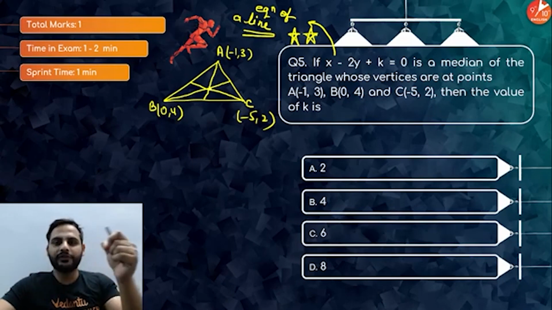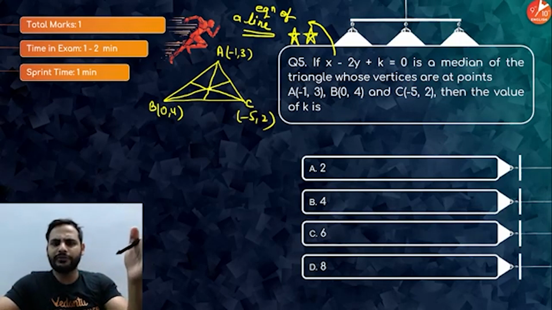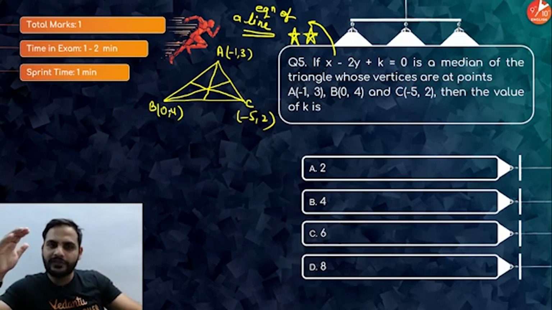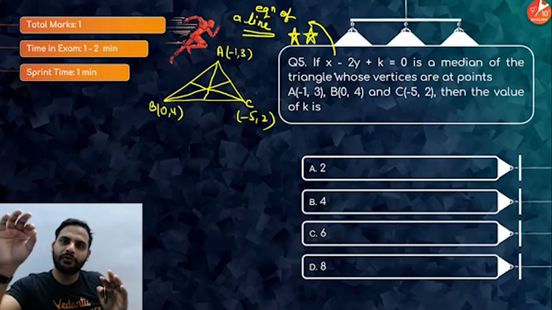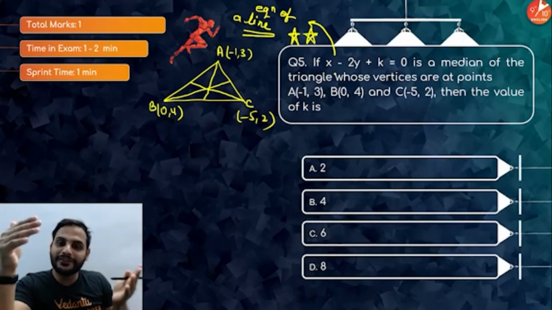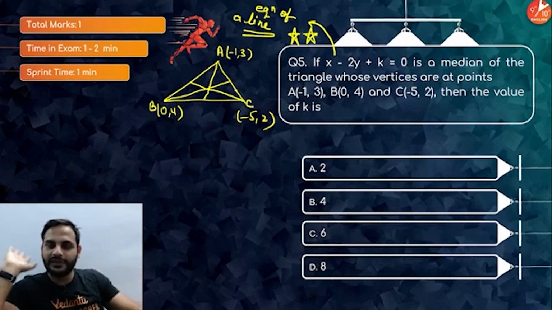So suppose it had been given to me that the median passing from vertex A has the equation x minus 2y plus k. The simple thing would be what? Put A's coordinates in the equation. Since the median is passing through A, A's coordinates must satisfy the equation. If it is passing through B, B's coordinates must satisfy the equation. If it is passing through C, C's coordinates must satisfy the equation, because all the points on a line satisfy its equation. But here I don't know whether it is this median or this median or this median.